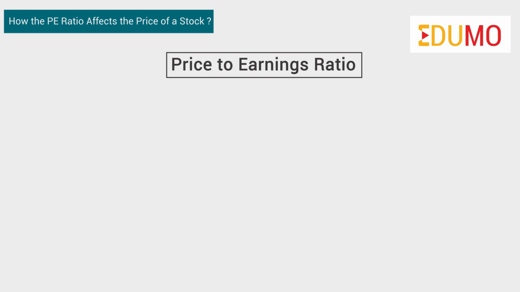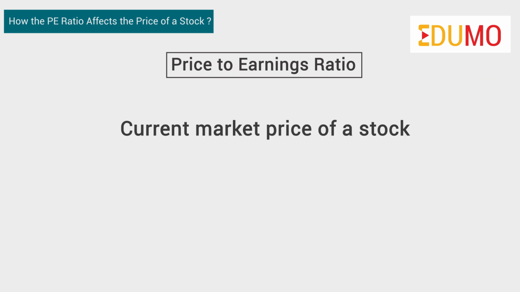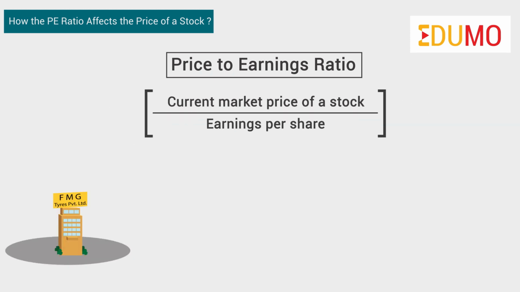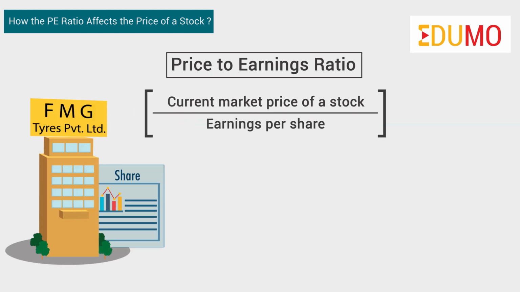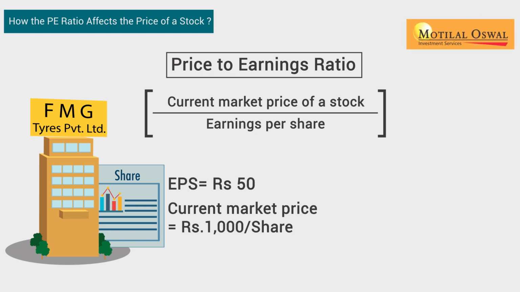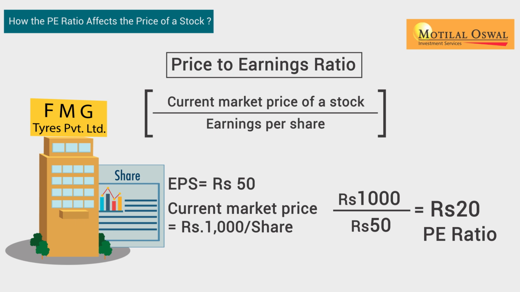PE ratio is calculated by dividing the current market price of a stock by the earnings per share. So, if a company has an earnings per share of Rs 50 and a current market price of Rs 1000 per share, then the PE ratio would be 1000 divided by 50, which would mean a PE of 20.